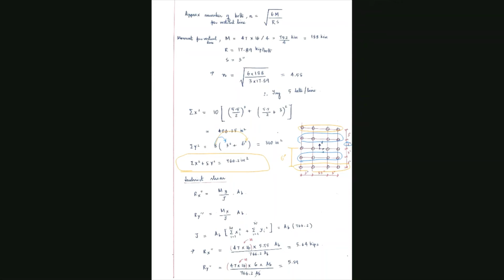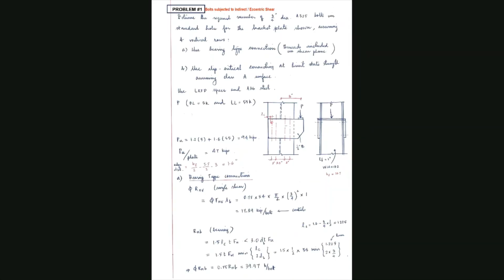So now you have to calculate the indirect shear. What is the direct shear because of this force? If I ask you, what is the direct shear because of this force P? I have 20 bolts and P ultimate is 47. So what is the direct shear from the ultimate load? It is just 47 divided by 20. Is it clear?